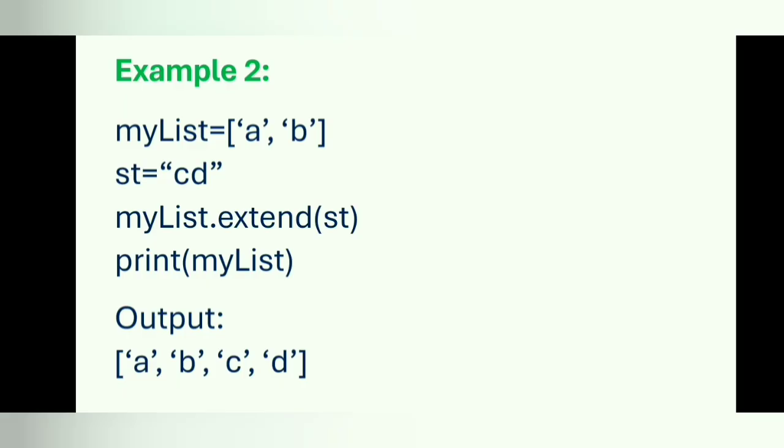The original list mylist is modified and no new list is created. Now mylist contains the 4 elements a, b, c and d. The print statement print(mylist) will display the modified list.